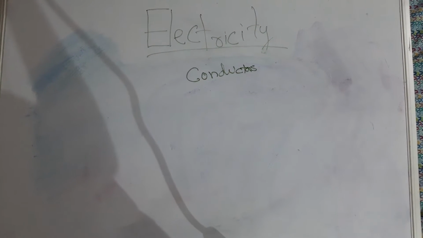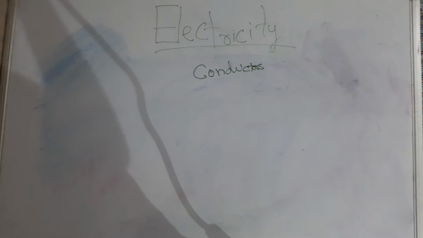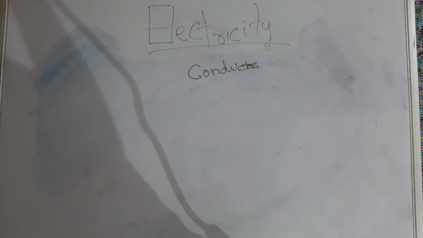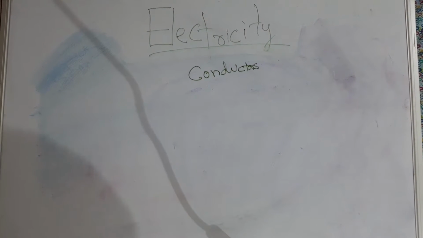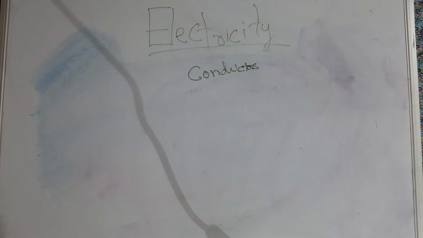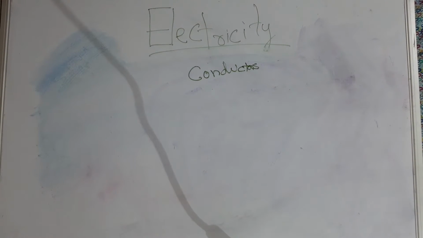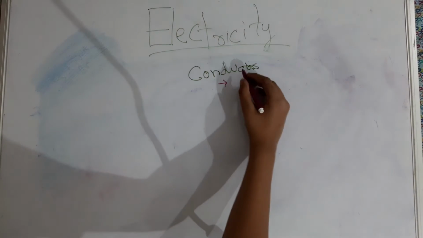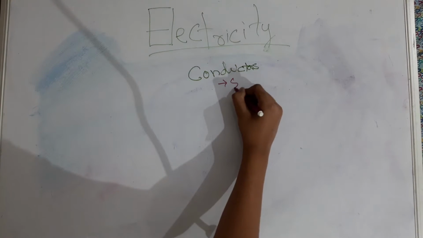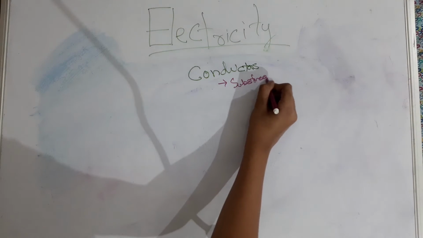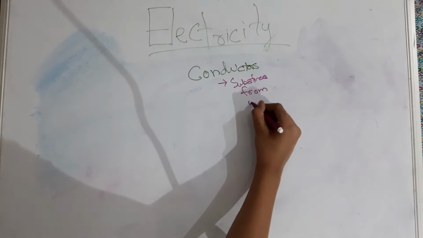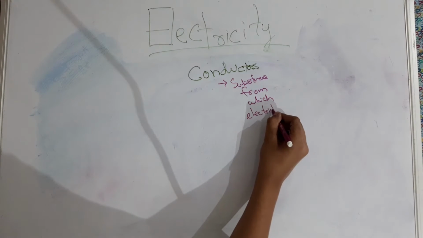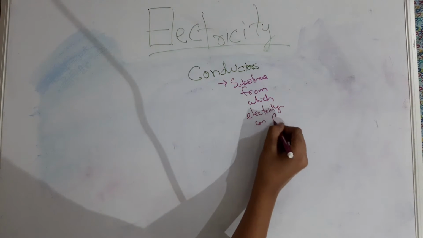So conductors are those substances which can allow electricity to flow through them. Conductors are those substances through which electricity can flow. So let's write it so that you will be able to note it. Conductors are substances from which electricity can flow.